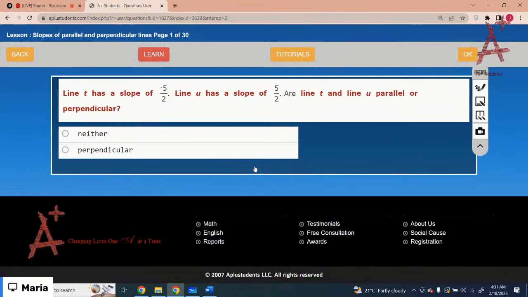5 over 2 is not the negative reciprocal of negative 5 over 2. So that means the correct option is neither. They are not perpendicular nor parallel. The correct option is neither. Got it?